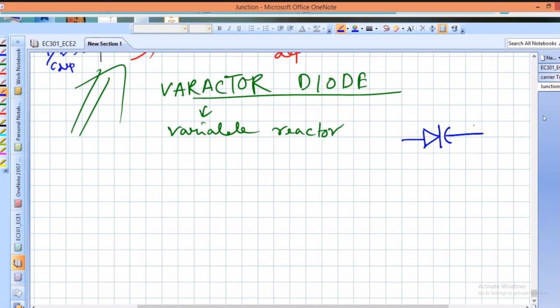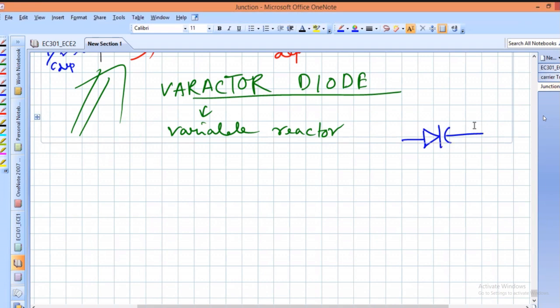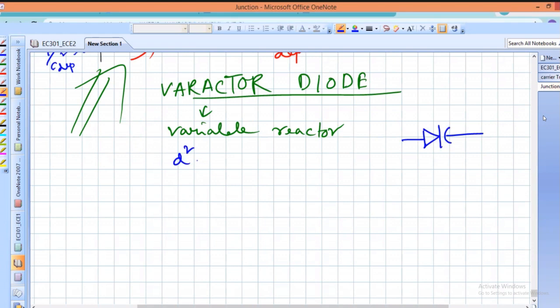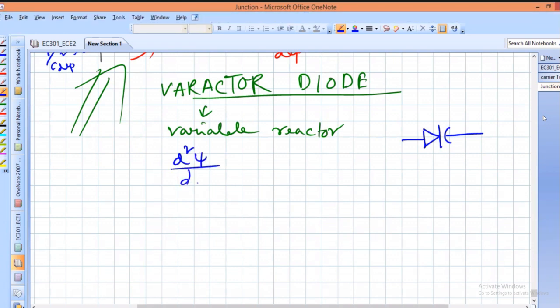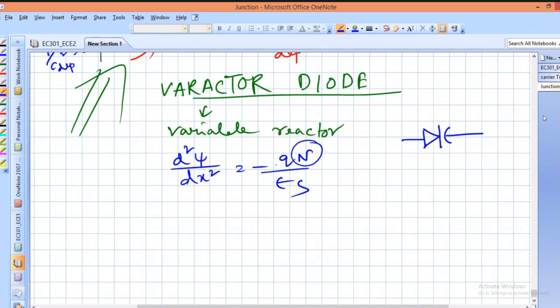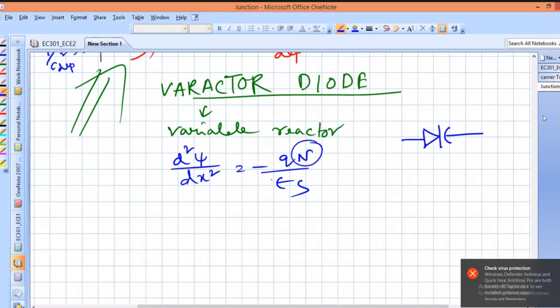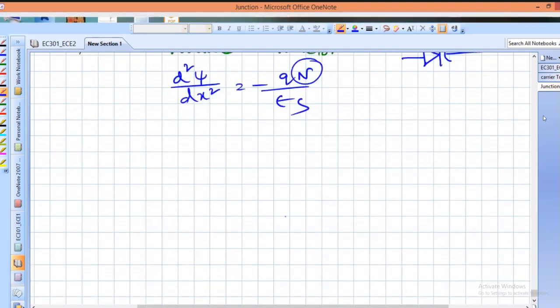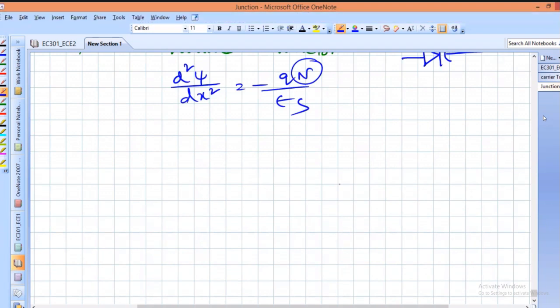If we consider the one-dimensional equation of Poisson, then this is d squared psi by dx squared is equal to minus q N divided by epsilon s. N is the generalized doping distribution here. It is actually negative for donor. Now, if we consider a heavily doped junction, one side is heavily doped and the other side I can ignore. Suppose I am considering the generalized doping profile as B x to the power m.